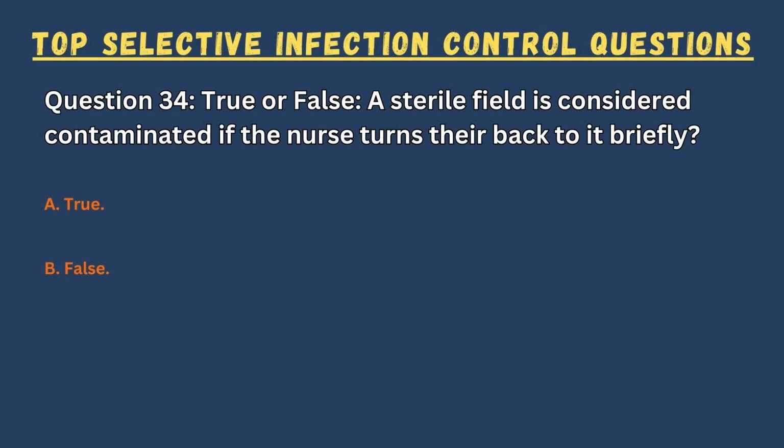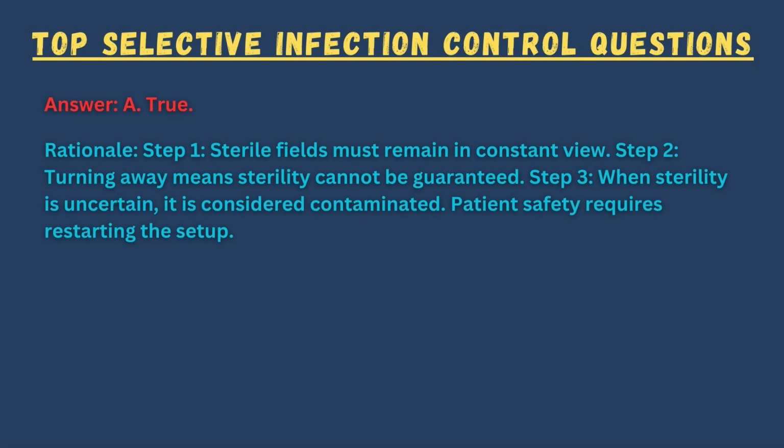Question 34. True or false? A sterile field is considered contaminated if the nurse turns their back to it briefly. A. True. B. False. Answer A. True. Rationale. Step 1. Sterile fields must remain in constant view. Step 2. Turning away means sterility cannot be guaranteed. Step 3. When sterility is uncertain, it is considered contaminated. Patient safety requires restarting the setup.